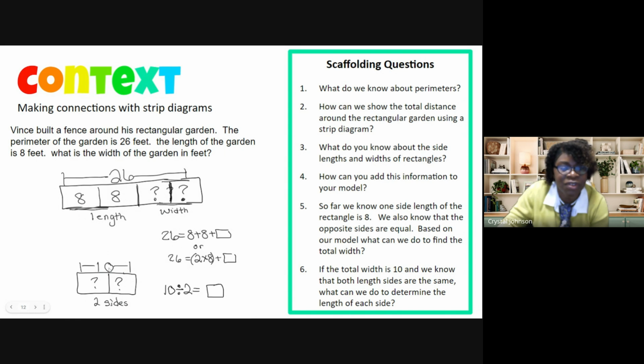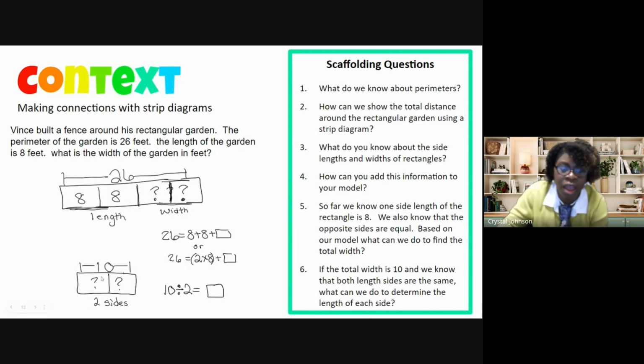So if I have a total of 10 for my width and both sides are equal, what can I do to figure out the width of one side? And have students tell you, well, that's 10 divided by 2 will give me 5, or 2 times something will give me 10. So there are 2 different formulas or equations that students can have. And doing this over and over again will really help with that thinking.